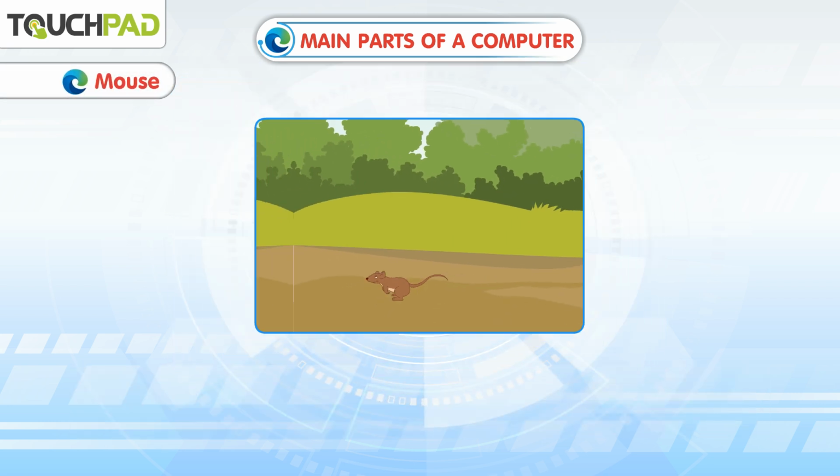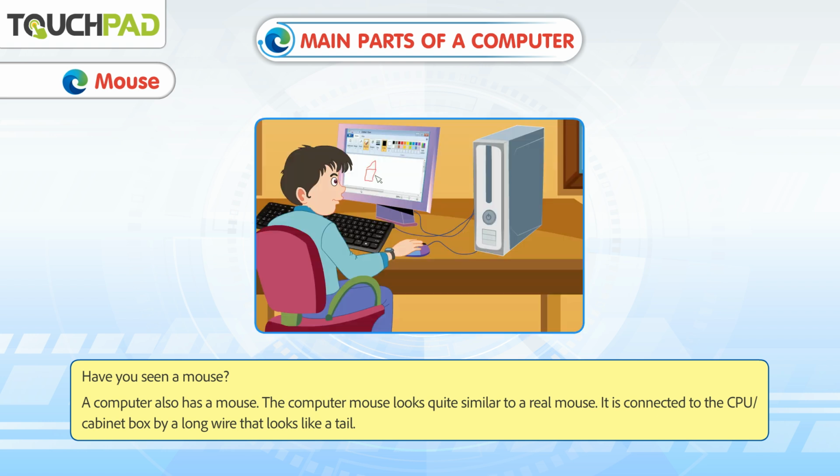Mouse. Have you seen a mouse? A computer also has a mouse. The computer mouse looks quite similar to a real mouse. It is connected to the CPU and cabinet box by a long wire that looks like a tail.